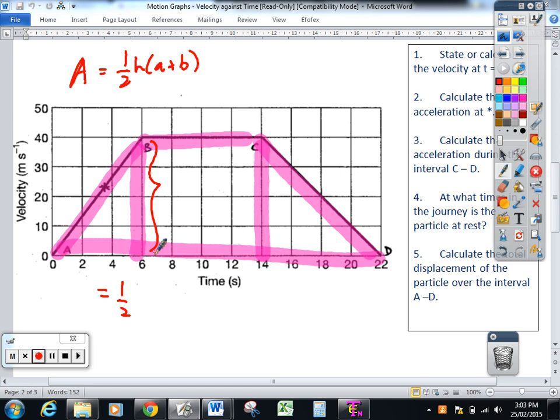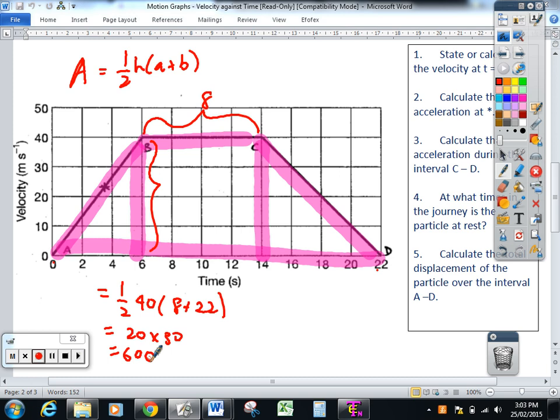What's the height there? It's 40, good, yeah? There's the top. That's from 6 to 14, so that must be 8. And the bottom is 0 all the way to 22, so it's 22. 8 plus 22 is 30. Half of 40 is 20, so it's 20 times 30. It's 600.